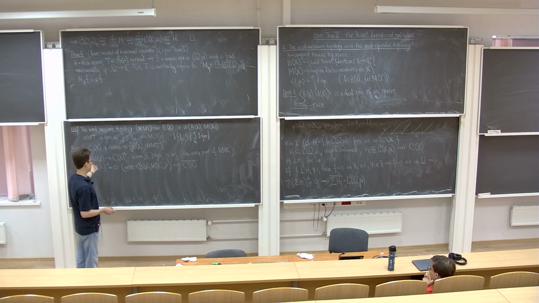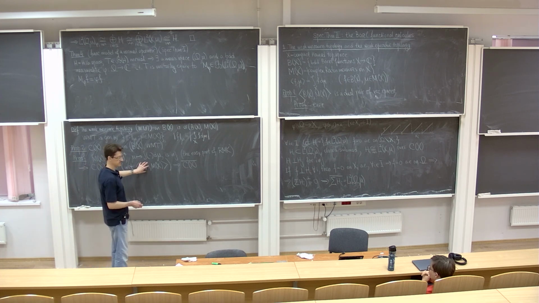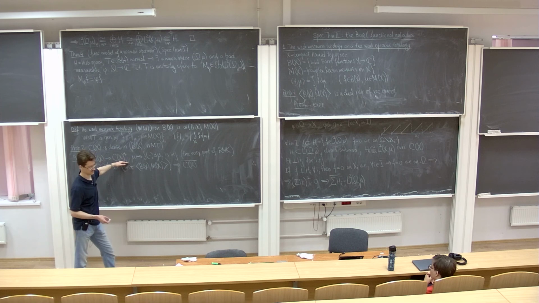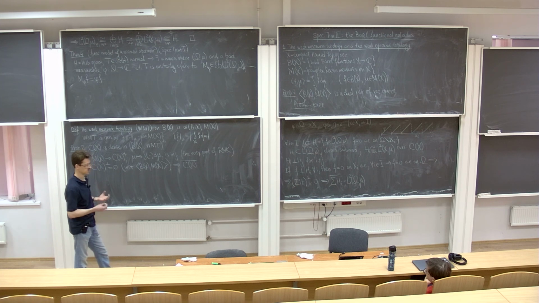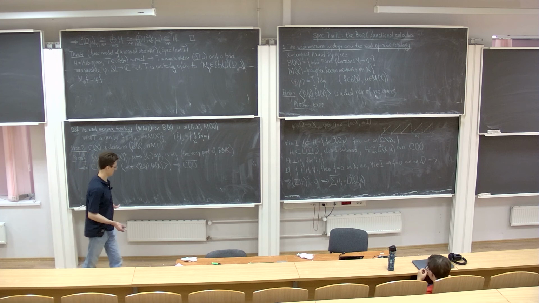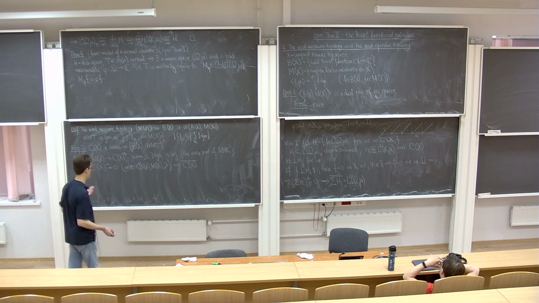So what is the annihilator? C(X) sits here. The annihilator consists of all those measures mu such that the integral of any continuous function with respect to mu is 0. But we know that this map is injective. So if mu determines a functional on C(X) which is identically 0, then mu is 0. And this means exactly that the annihilator is 0.